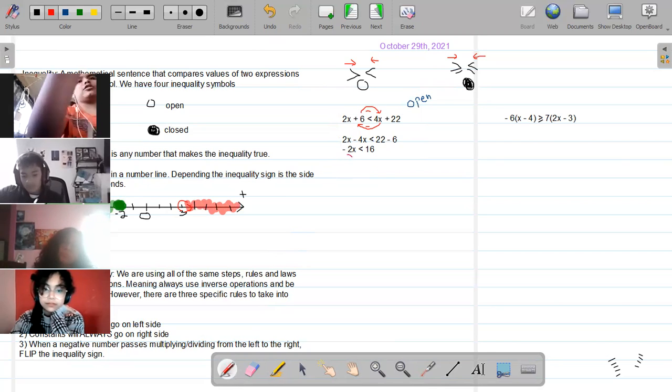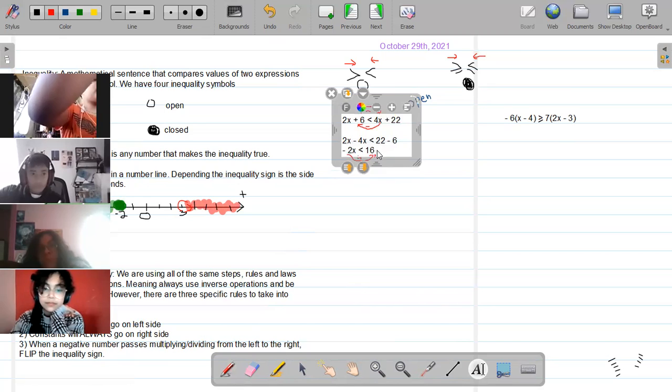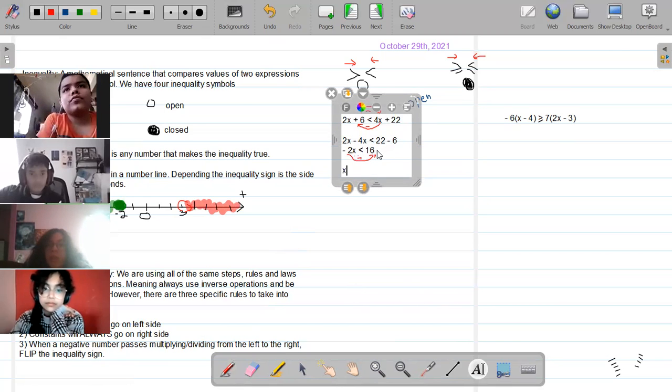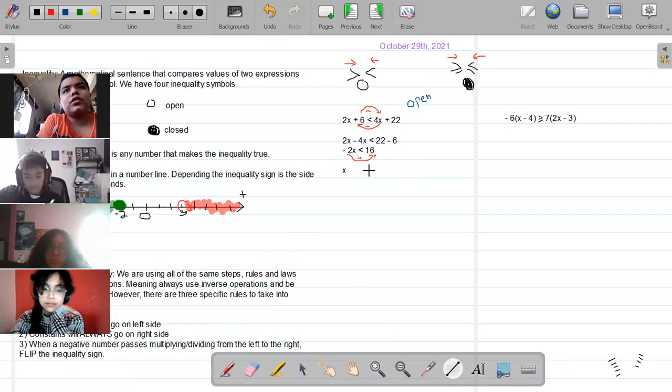So this negative 2 needs to go to the other side doing what? In order to leave the variable completely unknown. Dividing. But what else? It is negative. The number that's passing to the other side is negative. So what does that mean? It means that we're going to have to reverse the inequality sign. So it will no longer be less than. Now it is greater than.